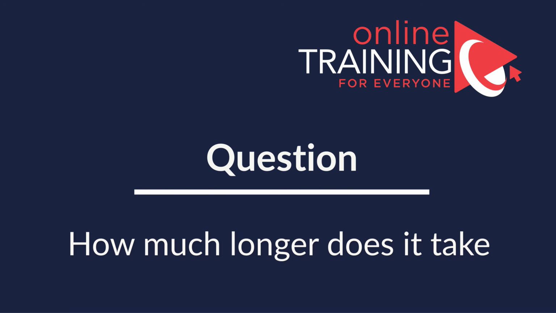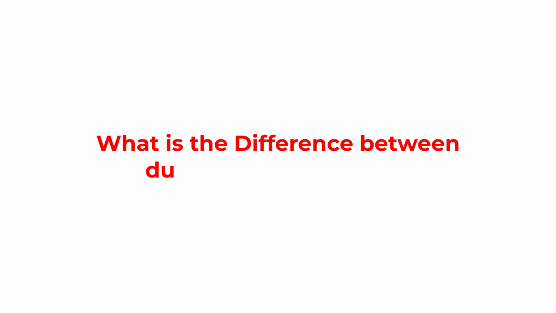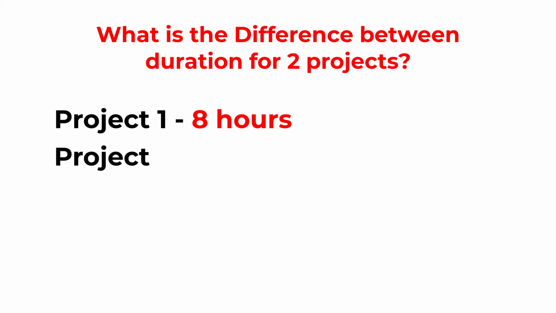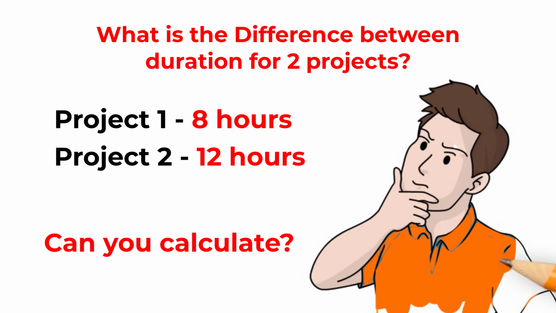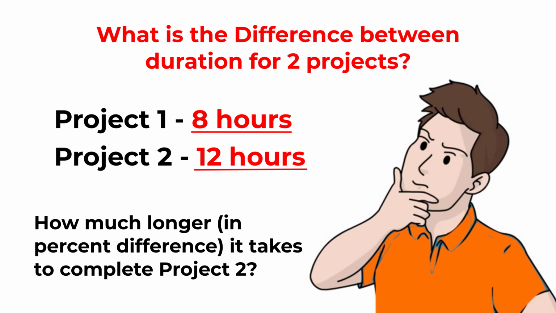Here's an interesting question which tests your understanding of percentage differences. You are presented with two projects, Project 1 and Project 2, and you need to calculate the difference between completion time for those two projects. It takes 8 hours to complete Project 1, and it takes 12 hours to complete Project 2. So, how much longer does it take to complete Project 2?